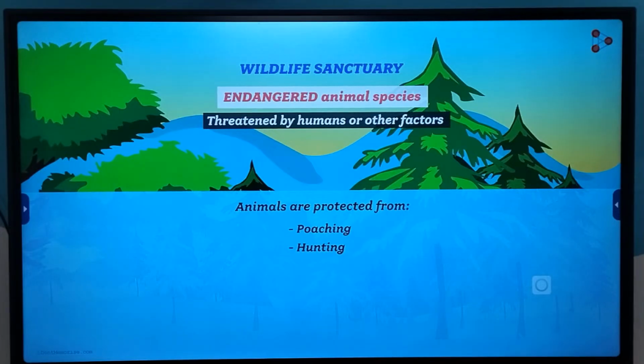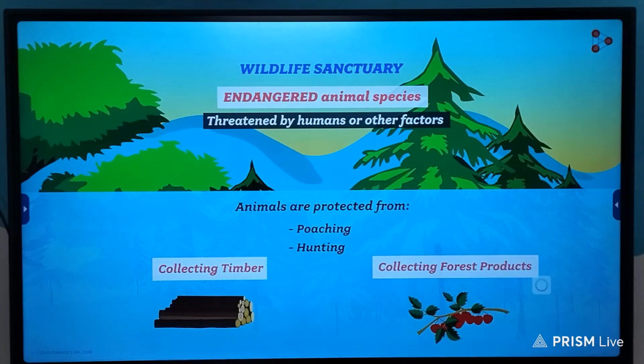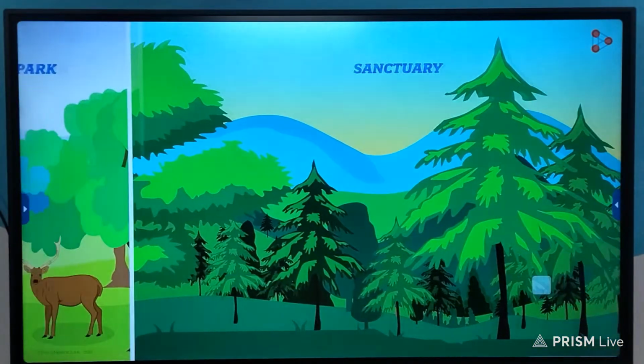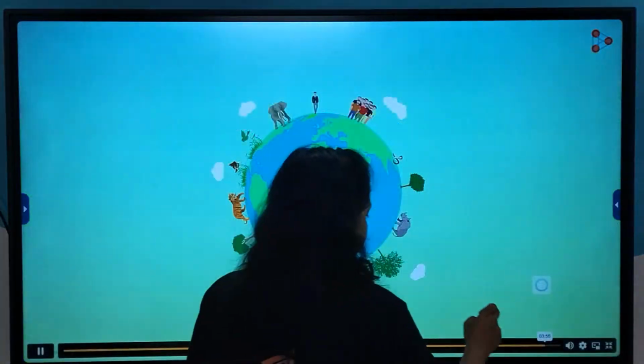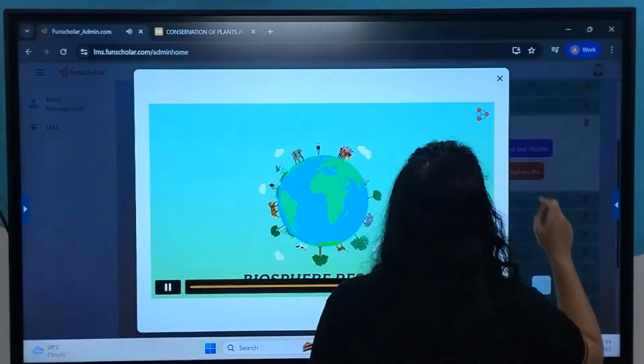What about the people and their activities in these areas? Unlike national parks, wildlife sanctuaries allow activities like timber collection and collection of forest products. And these require prior permission as well. Now that we know two types of protected areas, let us study the third and the most interesting one in our next video. It's called a biosphere reserve.